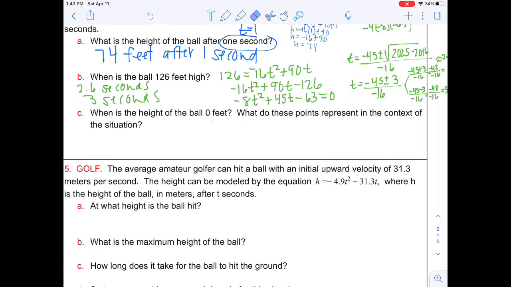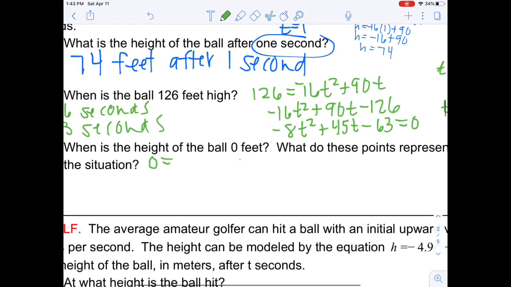All right, let's move on to question letter C. It says, when is the height of the ball 0 feet? So I want to know when the ball will hit 0 feet, which is the ground. There are going to be 2 points here. Number one, before the ball is hit, it's at the ground. And number two, after the ball's hit and it drops to the ground. So we want to figure out when that will happen.